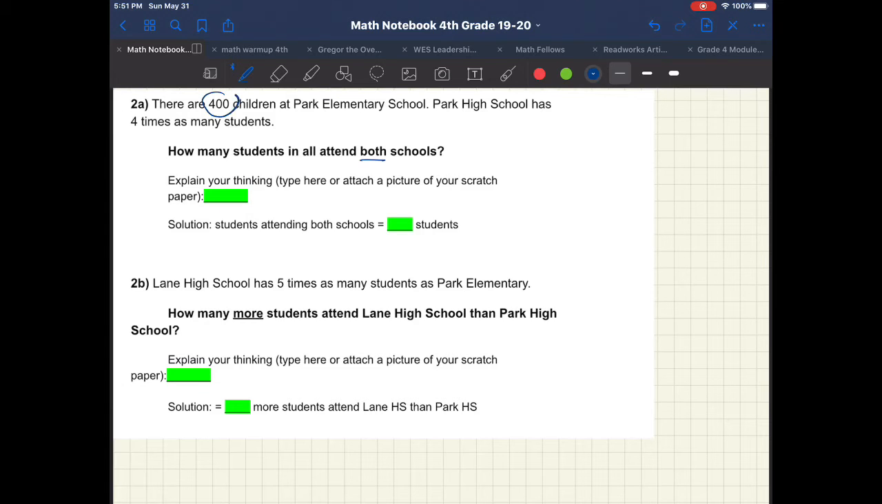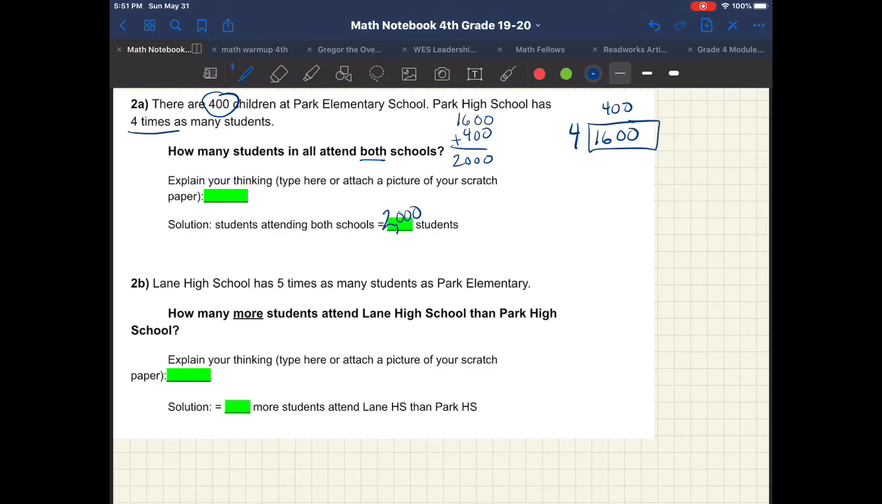Now I'm going to consider the 400 kids here and 4 times as many at the high school. So 4 times as many at the high school as there are at the elementary. 4 times 4 is 16. So we've got 1,600 students at Park High School. Now this wants to know both schools together, so I have to add the elementary kids onto that, which seems like 2,000 students. That's a lot of kids.